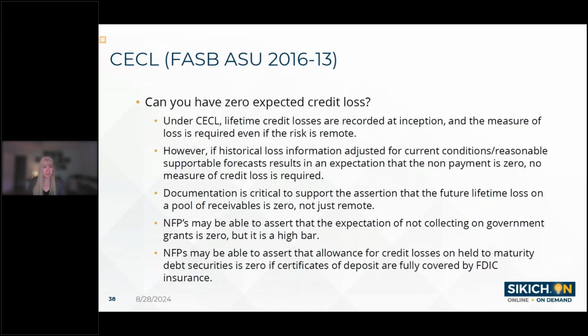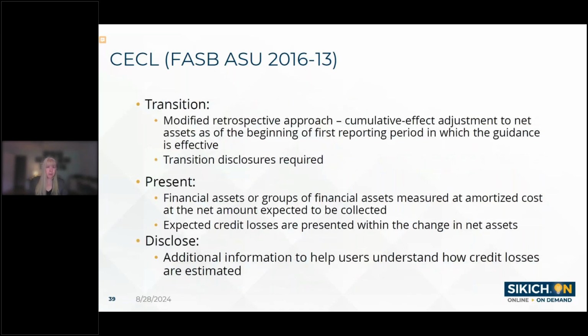All right, next slide. In terms of transition, you're going to use a modified retrospective approach, and there are transition disclosures that are required. You're going to present that group of financial assets measured at amortized cost net of the allowance for credit losses, and disclose information that will help users understand how the credit losses were estimated. Next slide.